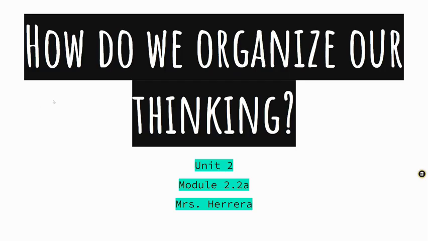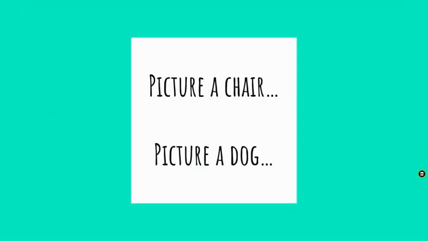So the first thing I want you to do is take a second and picture a chair. Close your eyes. Picture a chair. What do you see? Okay, keep that little nugget in the side of your head. Now I want you to do the same thing, but this time picture a dog. Close your eyes. What do you visualize when you visualize a dog?